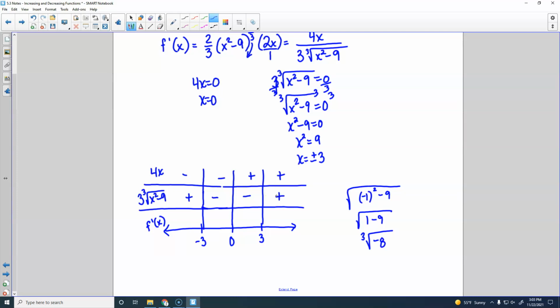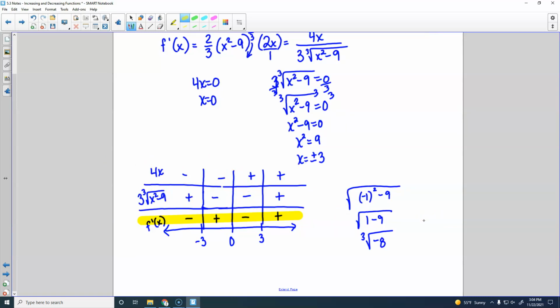So negative divided by a positive is going to give us a negative. Negative divided by negative will give us a positive. Positive divided by negative gives us a negative. Positive, positive is a positive. So this line right here, that last one I just filled in, that's the one we care about. That's our answer. This stuff up here is just helping us get the answer.